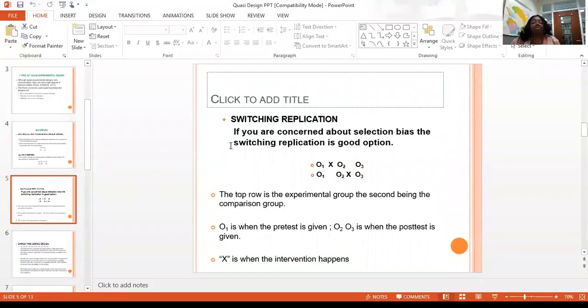The next is the switch and replication. Switch and replication design is a very good option if you're concerned about selection bias. The example here shows that the top row is the experimental group and the second row is the comparison group. Observation 1 is when the pretest is given, observation 2 and observation 3 are when the post-test is given, and the X is when the intervention happens.